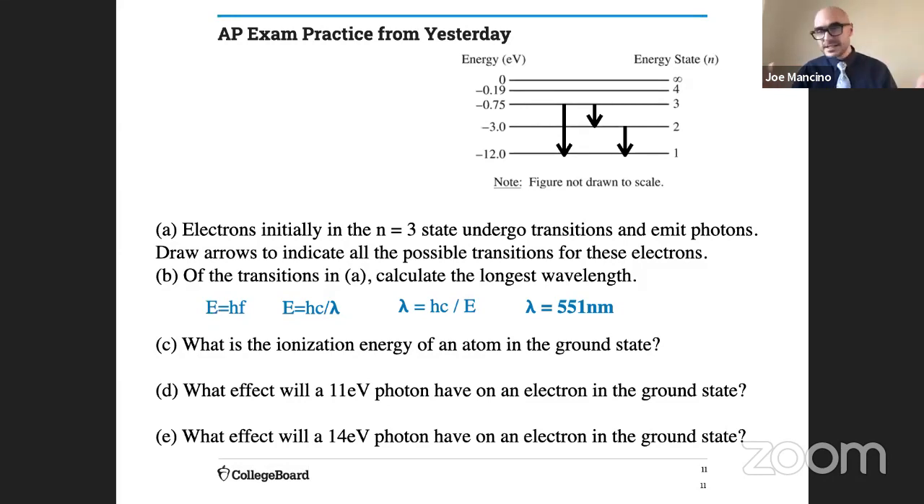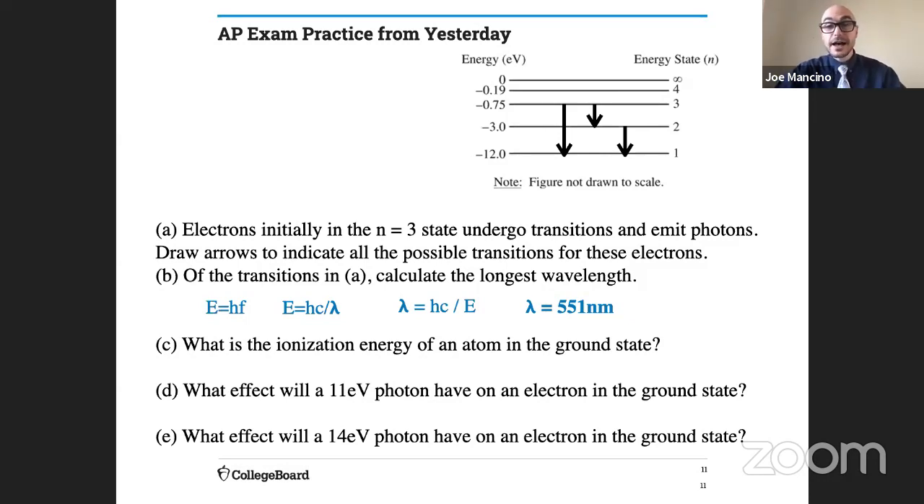I wasn't really expecting you to numerically get that unless you happen to have a copy of the AP Physics equation sheet, which does make this a little easier. Planck's constant times the speed of light is conveniently 1,240 electron volt nanometers. So if you took that divided by the 2.25 electron volt photon, that is 551 nanometers.